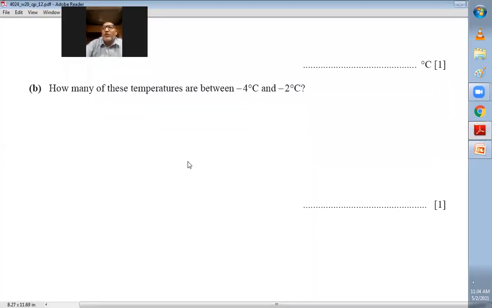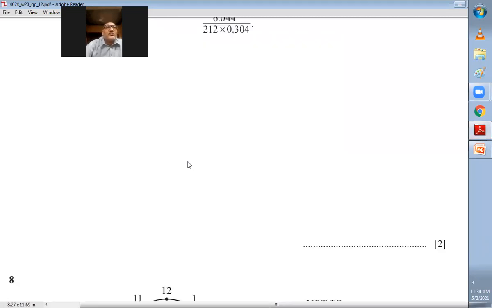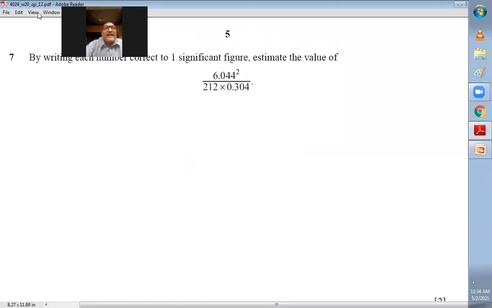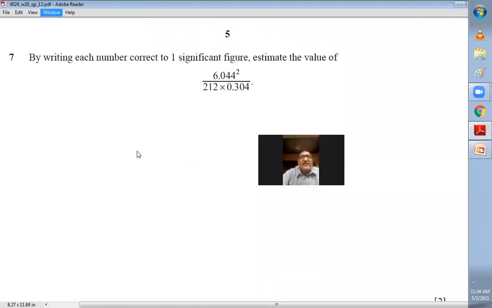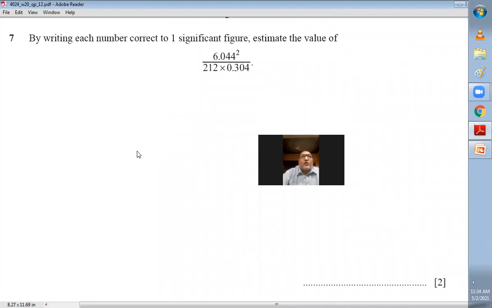So we are moving to the next question. The next question is question number 7. It has only one part in it, and it's a 2-mark question. He says, by writing each number correct to one significant figure, estimate the value of the given expression. This is 6.044 squared. So in one significant figure, I will write it 6 squared. This is 212. So in one significant figure, I will write it only 200.